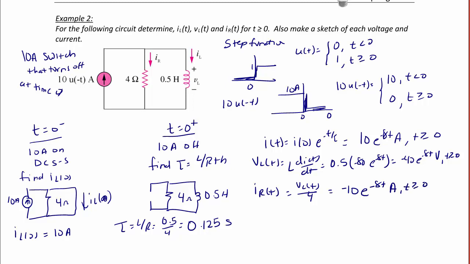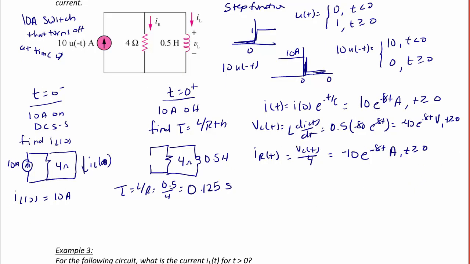So when I create the sketches, we'll do the inductor first. When I sketch the inductor, you always label your axes first: the current in amps, the time in seconds. The initial current for the inductor is 10 amps, so you have a 10, and then you show the current dying off to 0. And we mark that it essentially gets there in 5 time constants, where 5 time constants is equal to 5 times 0.125, or 0.625 seconds.